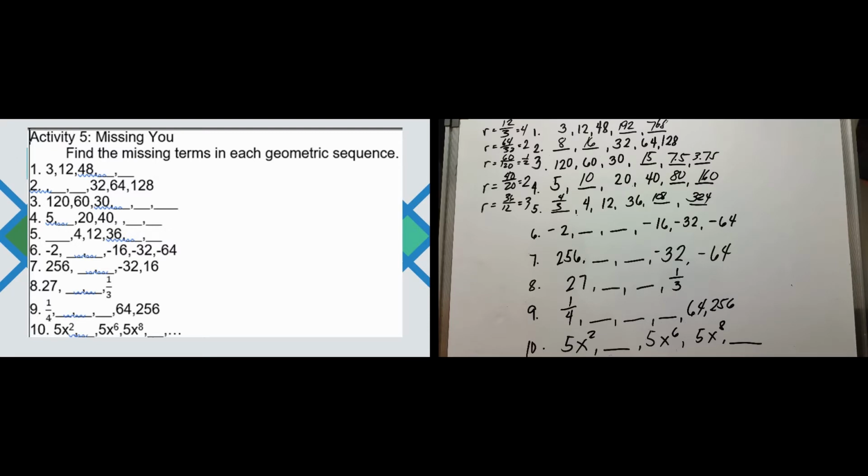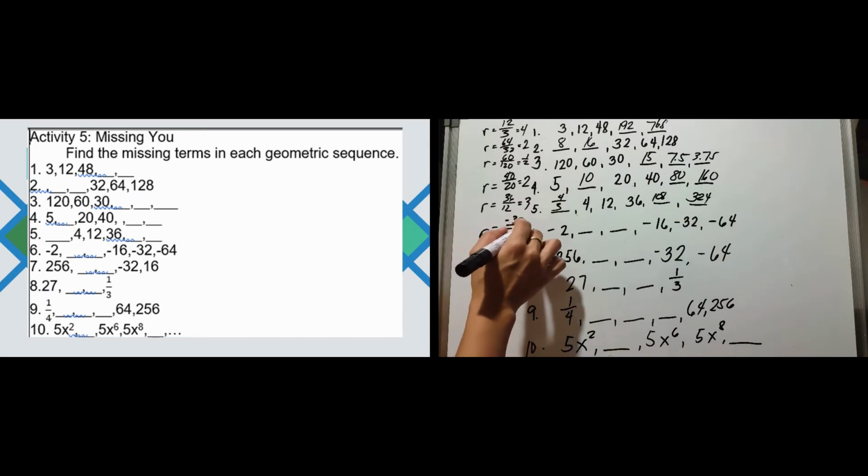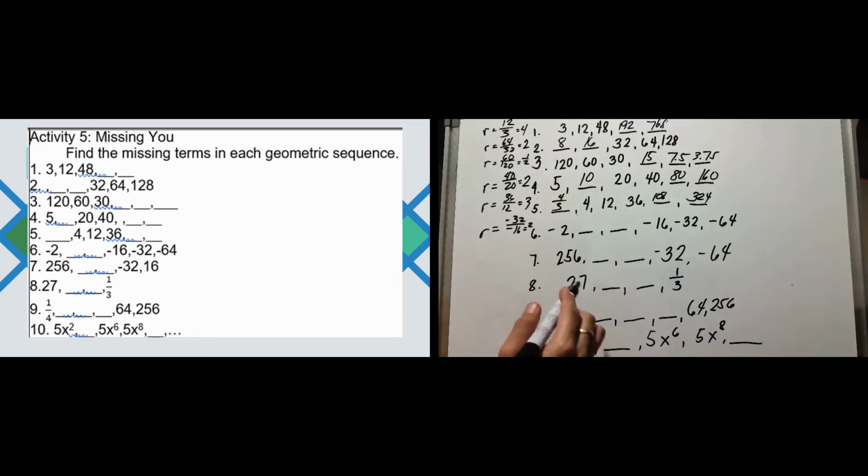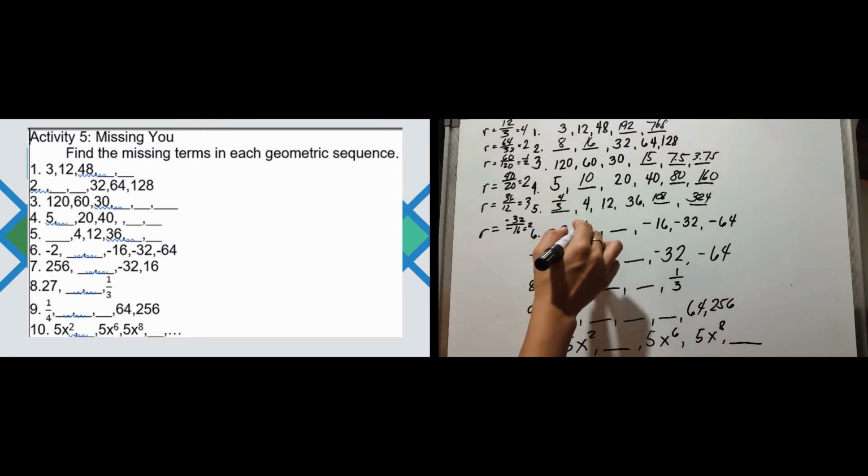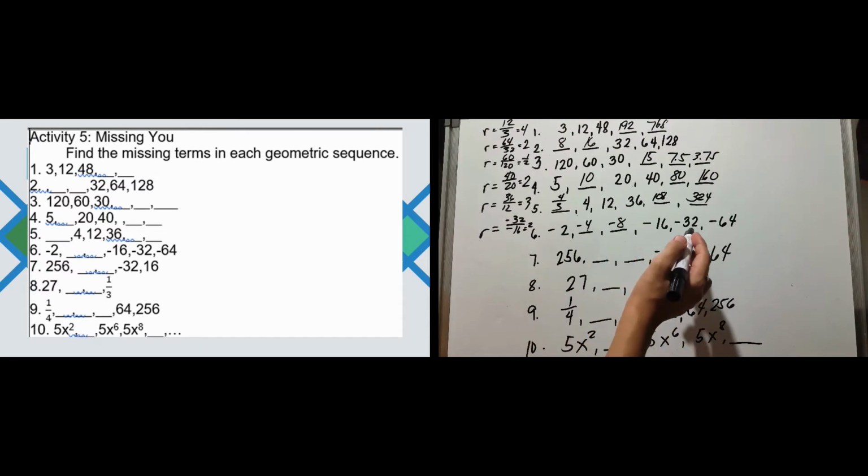Number 6, we're going to use negative 32 and negative 16. So the common ratio is equal to negative 32 divided by negative 16, which is a positive 2. Negative 2 times 2 is negative 4. Times 2, negative 8. Times 2, negative 16. Times 2, negative 32. Then times 2, negative 64. Okay, so let's have number 7.